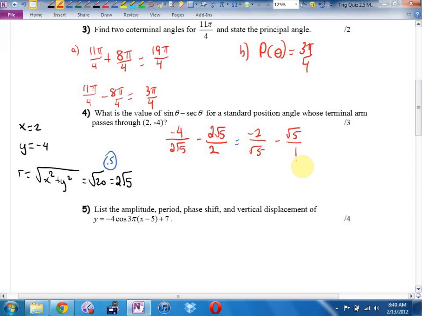I need a common denominator. Sabina, what's underneath this fraction? What's underneath here? You know what my common denominator is? It's going to be root 5. I'm going to rewrite this whole thing as one big fraction over root 5.